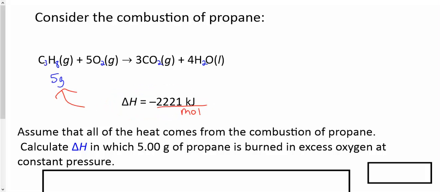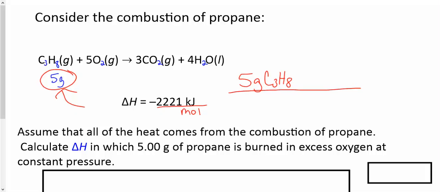Take a moment to pause the video and work this problem out for yourself, because this is very similar to the one that we just did. Okay, so to solve this problem, we're given that the delta H is negative 2,221 kilojoules per mole of propane. But we only had 5 grams of propane. So we need to find out how much of a mole this actually is. So let's change 5 grams of propane to moles.